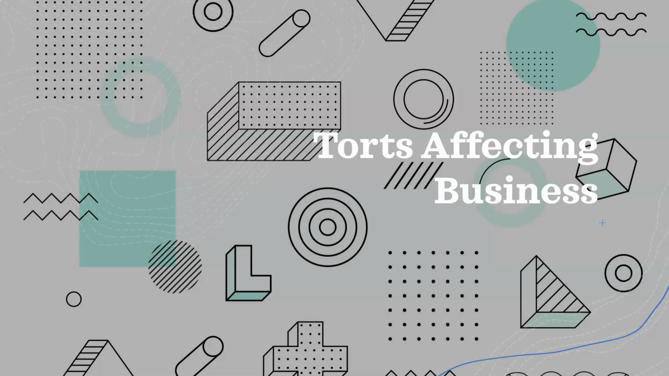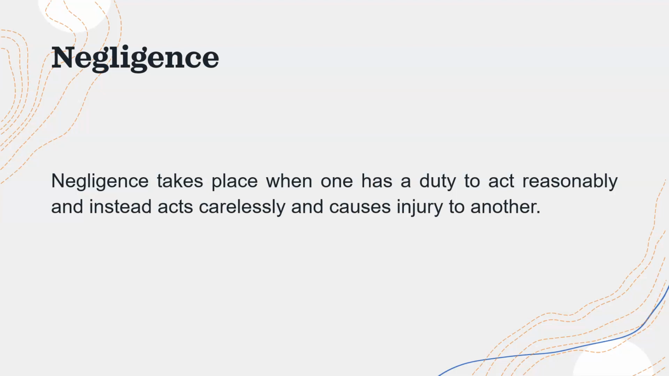Last week we talked about intentional torts and we covered quite a few of them. This week we're going to talk about unintentional torts, which is described as negligence. Negligence takes place when one has a duty to act reasonably, but instead acts carelessly and causes injury to another person.